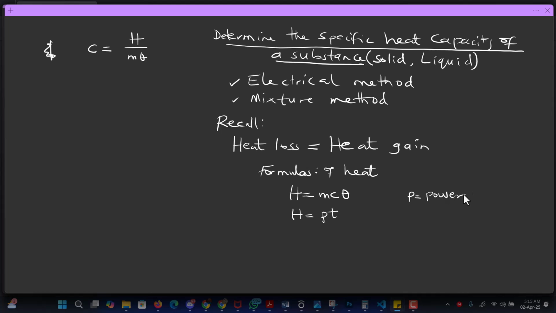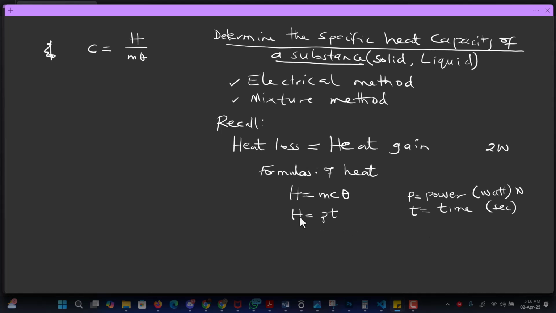That P is known as your power. And the SI unit of power is what? Watts. Watt is always written with W. So when you have something like 2W, it is called 2 watts. Then your T is known as your time. And the unit of time is what? Seconds. It must be in seconds. So if it is not in seconds, you do your conversion.